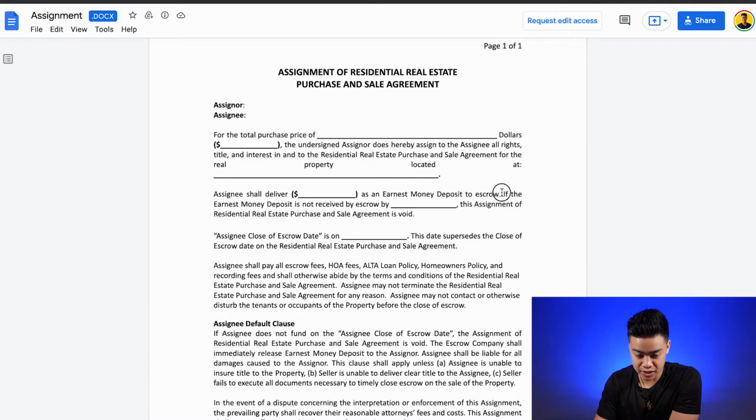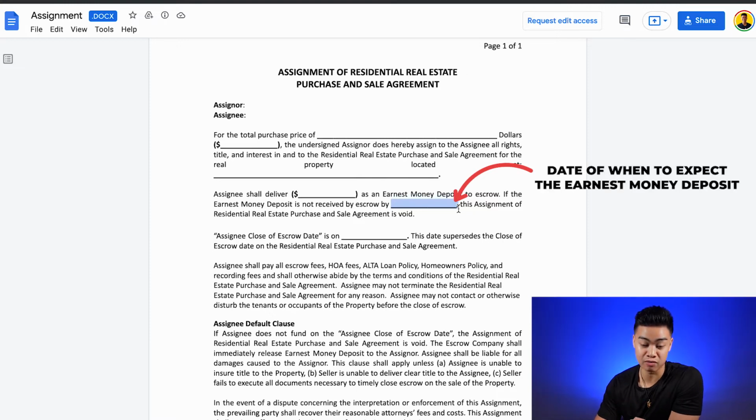move on. If the earnest money deposit is not received by escrow by blank, this assignment of residential real estate purchase and sale agreement is void. So in this blank section right here, you enter the date by which the earnest money deposit should be delivered by the new assignee.